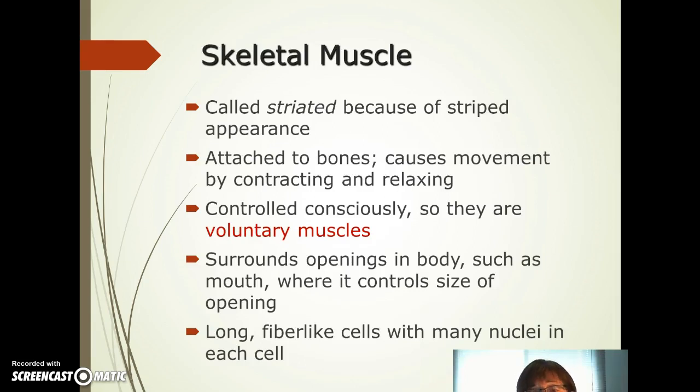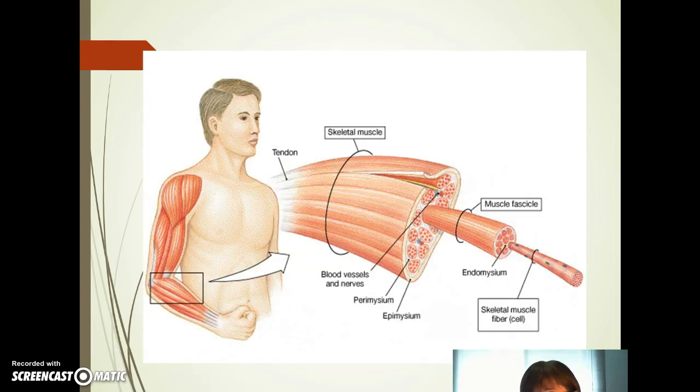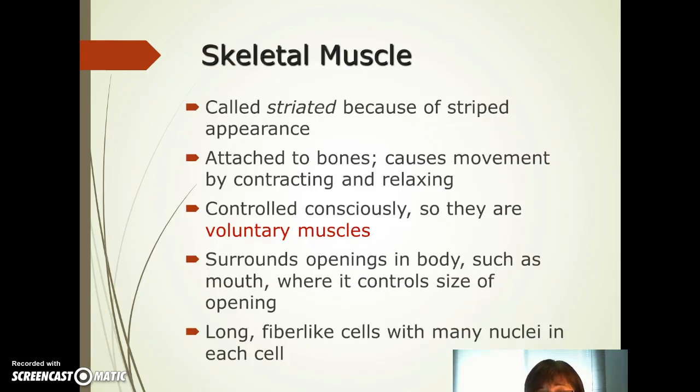Good. Skeletal muscle is striated. So if you look at the picture of skeletal muscle, here you can see little stripes in it, and the stripes actually go this way, which you need to have a strong enough microscope to see. Skeletal muscles are striated. They're usually attached to bones, which cause movements by contracting and relaxing them. These are voluntary, which means you think about it.